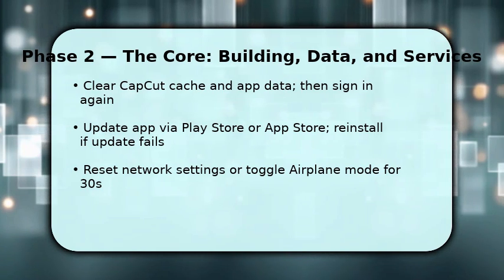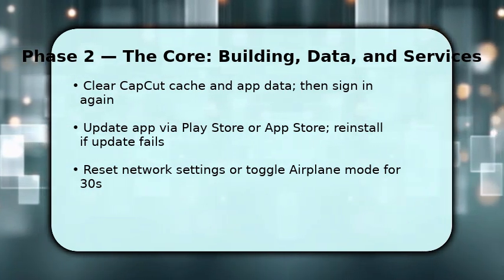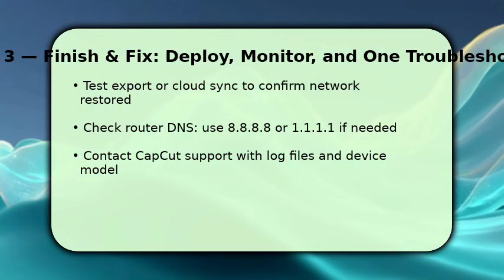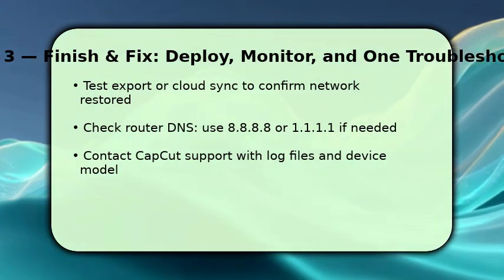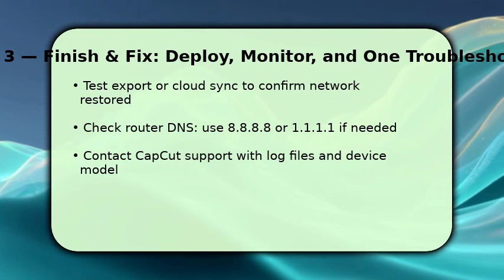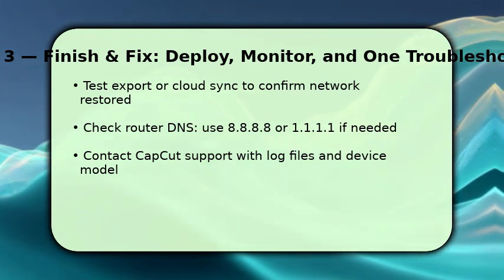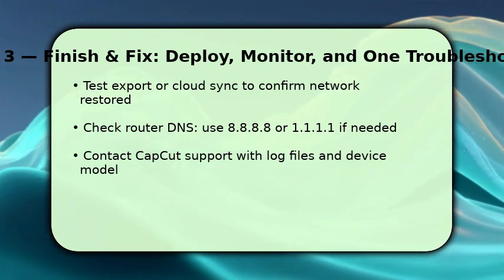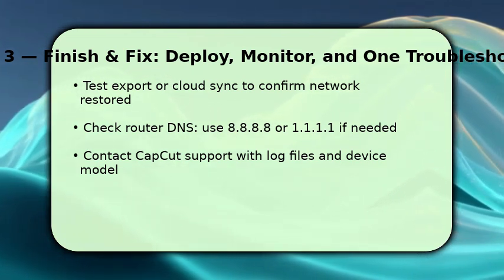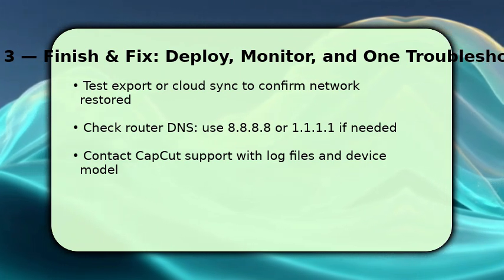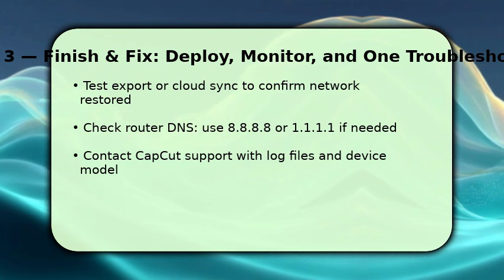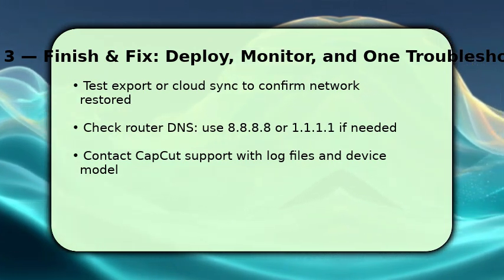Finish by testing a network-dependent action, export to cloud or sync a project, and watch for progress indicators. If problems persist, change your router DNS to 8.8.8.8 or 1.1.1.1 because DNS resolution can block app endpoints. Reboot router if DNS change is slow. Finally, collect logs and note your device model before contacting CapCut support. This speeds diagnosis. If nothing works, try the one-key trouble.